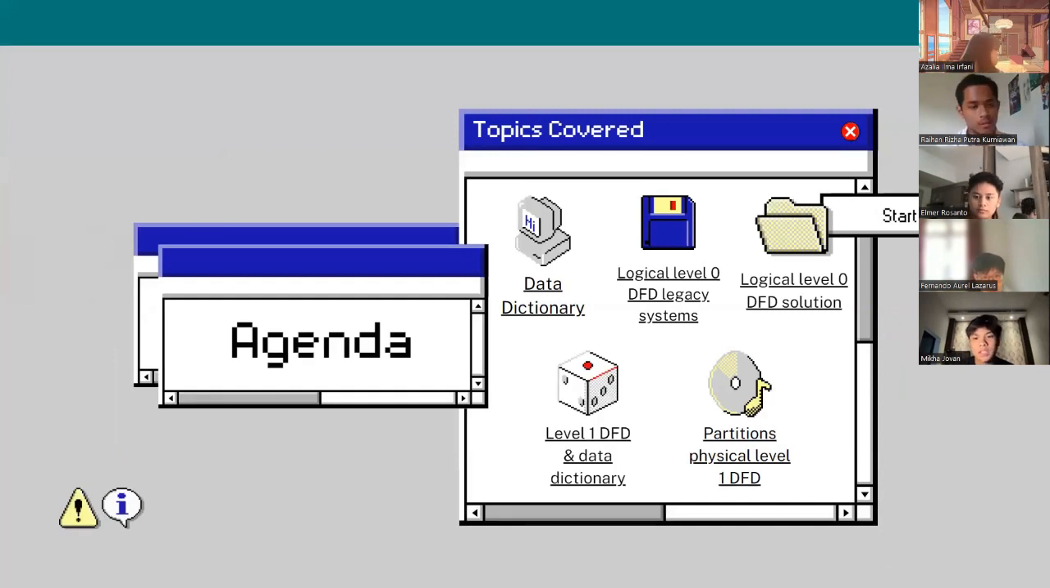So the agenda that will be discussed today: we'll discuss the data dictionary, the logical level 0 DFD legacy system, the logical level 0 DFD solution, the level 1 DFD and data dictionary, and also the partitions of the physical level 1 DFD.